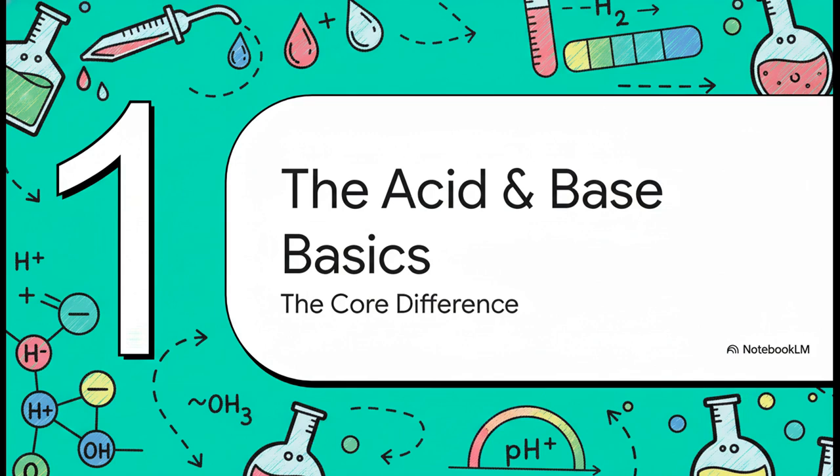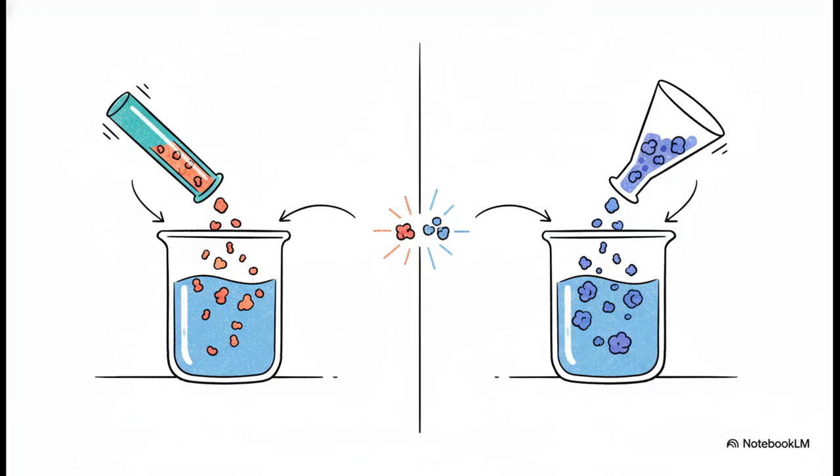Can't build a house without a foundation, right? We're going to quickly cover the absolute essentials you need to know to make sense of everything else. When you get right down to it, it's all about what happens in water. It's a tale of two ions, really. Acids are all about producing hydrogen ions, H+. That's their signature move. And on the other side, you have alkalis, which are just bases that can dissolve in water, and they produce hydroxide ions, OH-. They're basically chemical opposites, perfectly designed to neutralize each other.